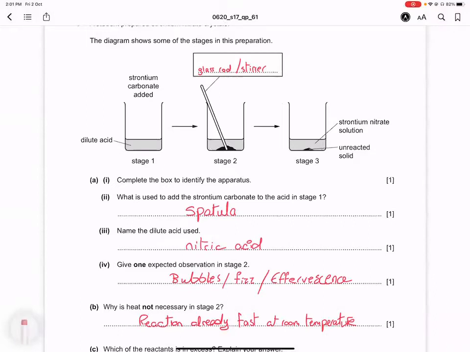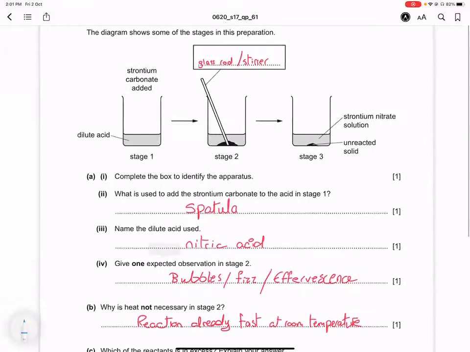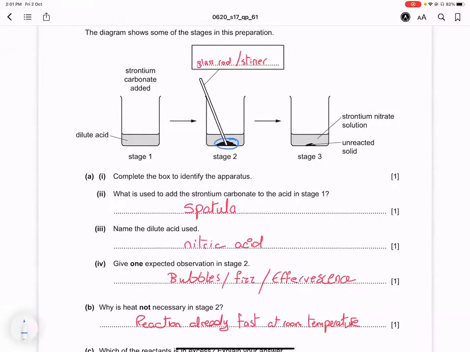This is called a glass rod or a stirrer. Both are accepted. What's used to add strontium carbonate to the acid in stage 1? As long as you want to add a solid without measuring its mass, you can use a spatula. Name the acid used. Name the dilute acid used.